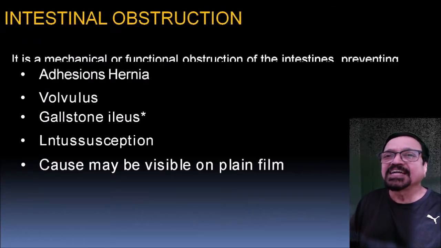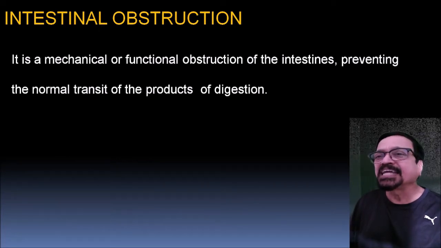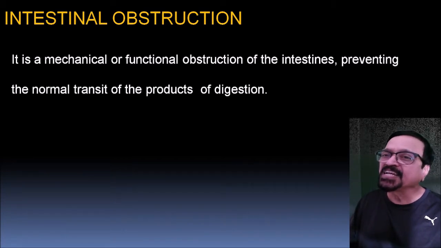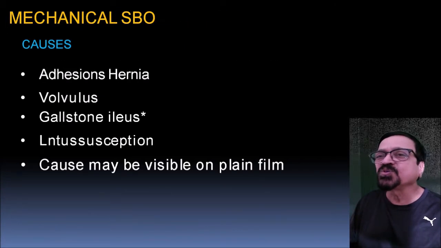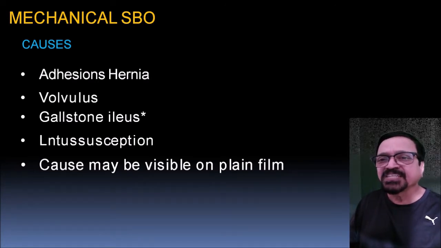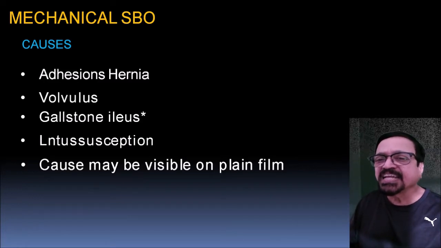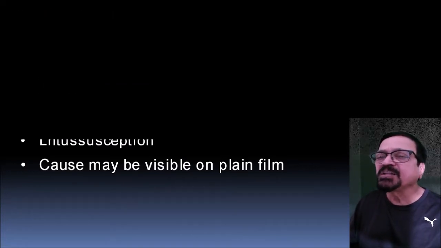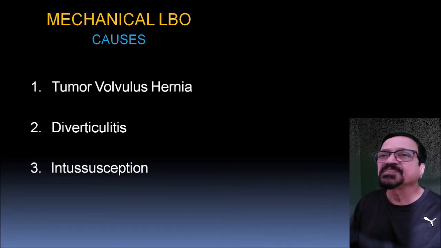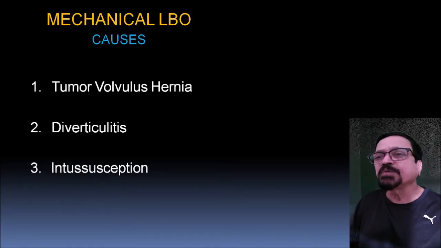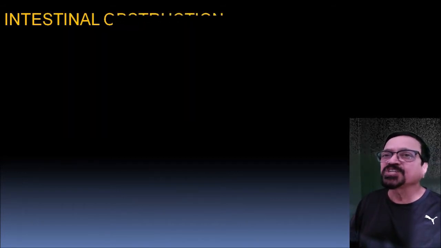Now, intestinal obstruction. It's a mechanical or functional obstruction of the intestine, preventing the normal transit of the products of digestion. So that will block it. Now, what are the mechanical small bowel obstructions? Adhesions, volvulus, gallstone ileus. We should not call it technically a mechanical obstruction. Then intussusception, then causes may be visible on plain X-ray. Now what is the mechanical obstruction subdivision? Tumor, volvulus, hernias, diverticulum, and intussusception can cause mechanical obstructions.